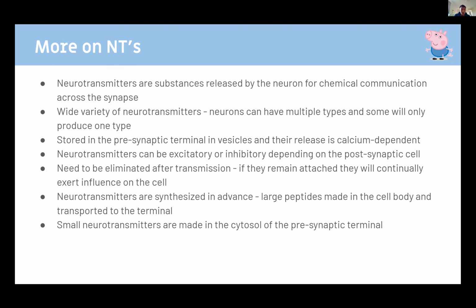Something else to note is that they're synthesized in advance. So large peptides are made in the cell body and transported to the terminal. Small neurotransmitters are made in the cytosol of the presynaptic terminal itself. A very minor point, though.